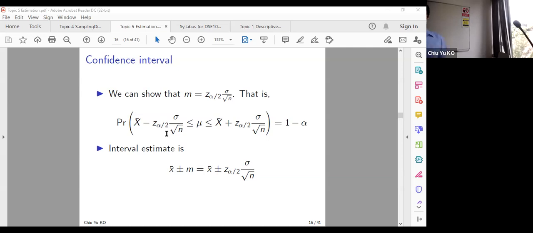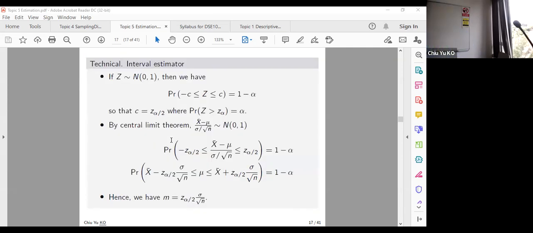The proof is the following. We know that if Z is normal (0,1), then the probability is equal to 1 minus alpha, and we know that this z is equal to z alpha over 2. This is the definition, right? It's just saying you have Z, if normal, and if the area is alpha, this is called z alpha. So this is what we learned.